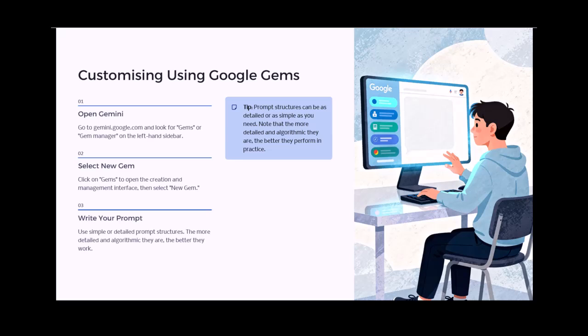The second approach is using Google Gemini. To do this, you open Gemini and go to gemini.com. You select New Gem in the corner. To do this, you click Gems and open the Creation Management interface and select New Gem. You can then start writing your prompt.